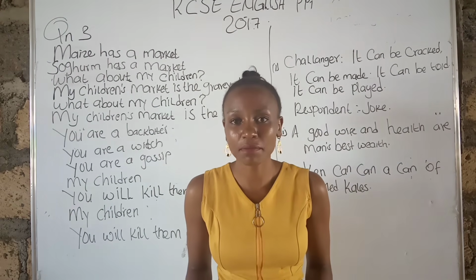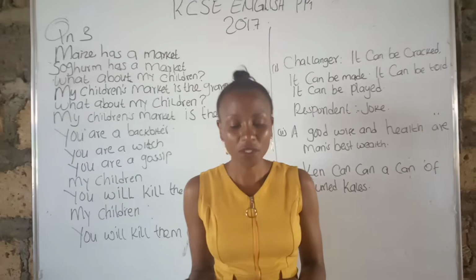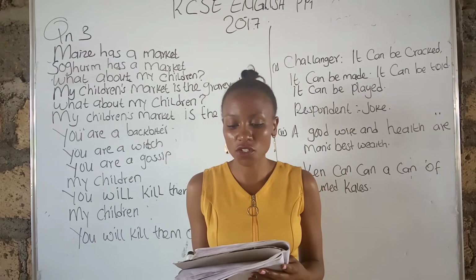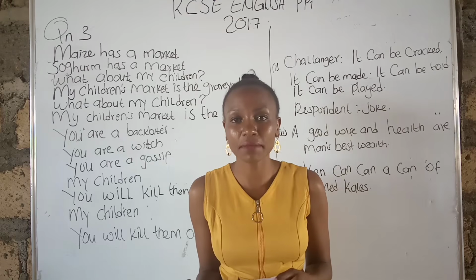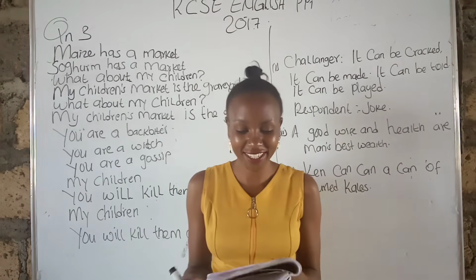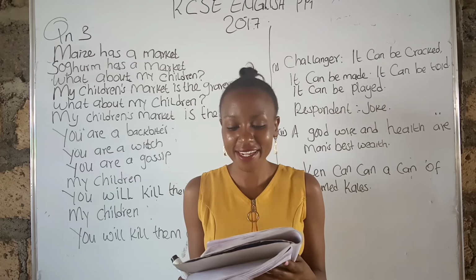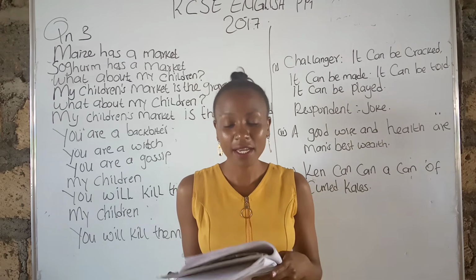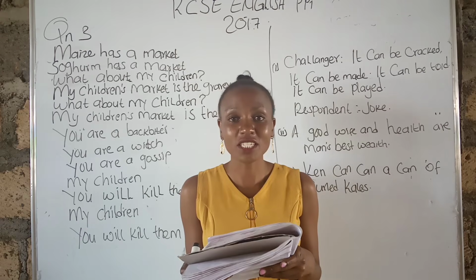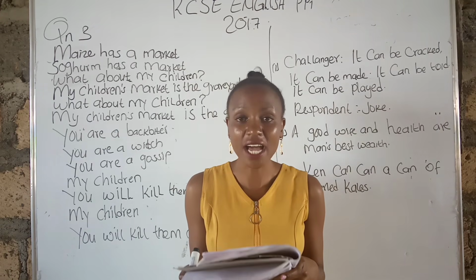Next question of the same paper is this one here. I'm going to read the question. Identify a sound feature in each of the short forms given below. The first one is, let me read from my book: it can be cracked, it can be made, it can be told, it can be played. And the respondent answers, it's a joke.